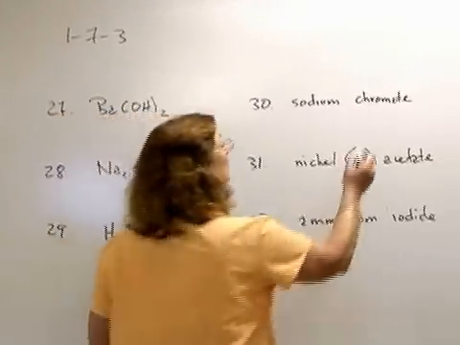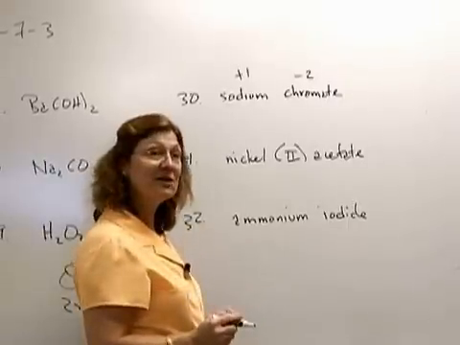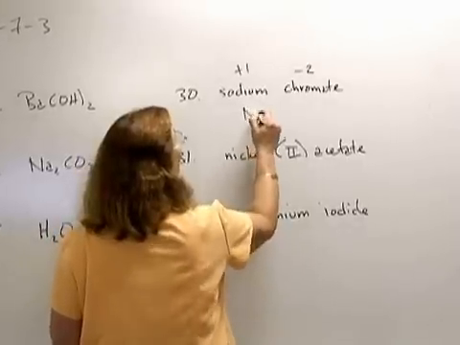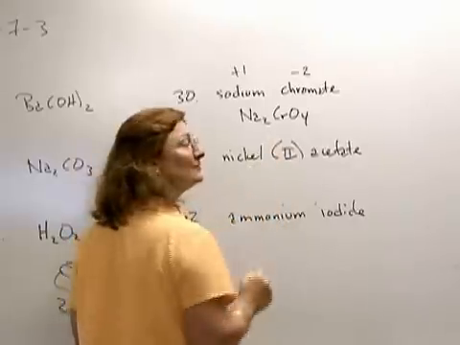Sodium chromate, well, chromate is -2, and sodium is +1, so I still have to balance formulas so that they come to 0. Na2CrO4.